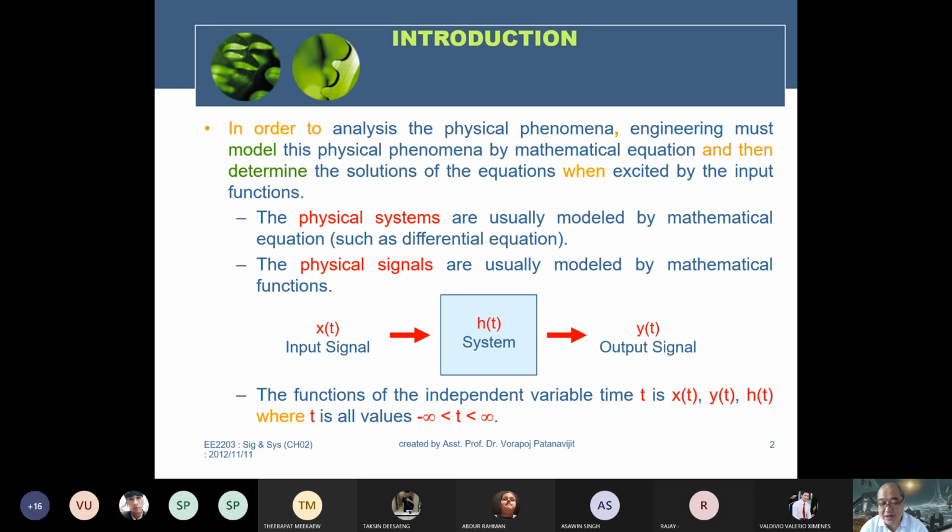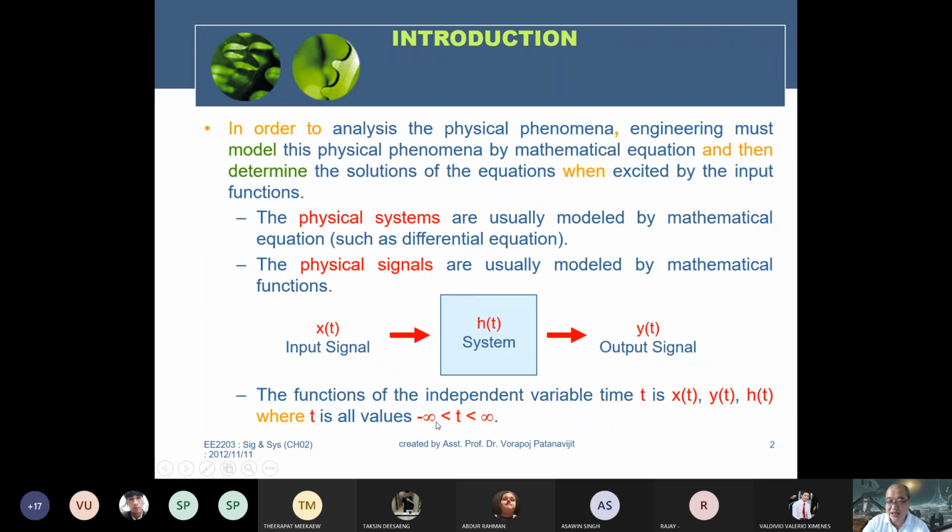In the real situation, the signal or the system may depend on the displacement, where you may use the coordinates x, y, and z, or so on. But in the signals and systems subject, we simplify that every function, every system depends only on time t, a single parameter. It is a function of the independent variable t.